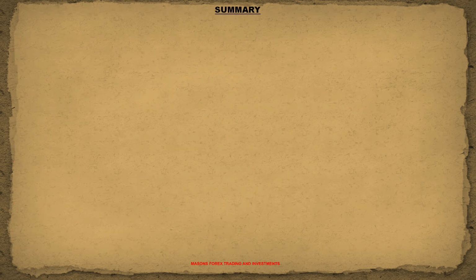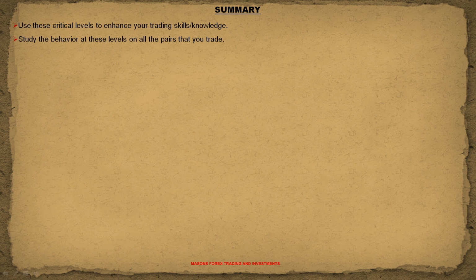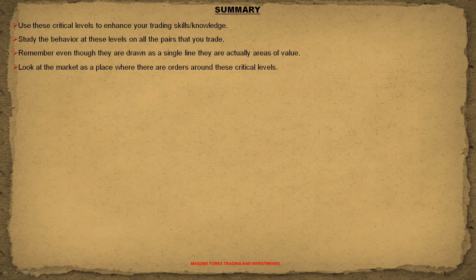So finally, we've arrived at the summary. Use these critical levels to enhance your trading skills and knowledge. Study the behavior at these levels on all the pairs that you trade. Remember that even though they are drawn as a single line, they are actually areas of value. Look at the market as a place where there are orders around these critical levels.